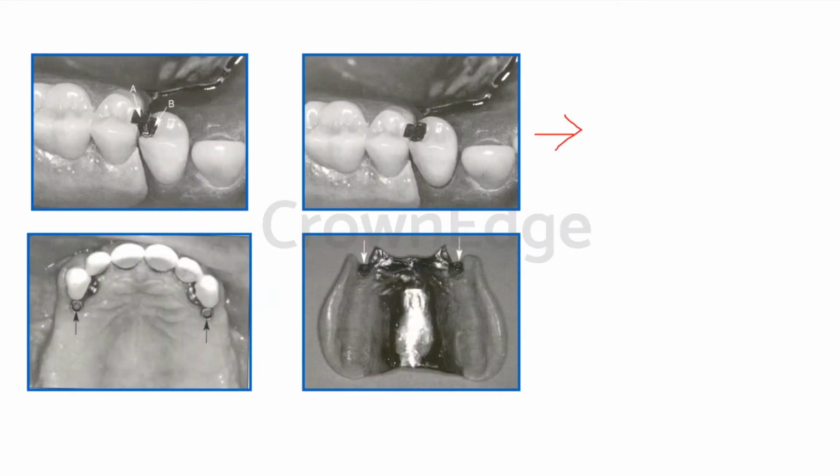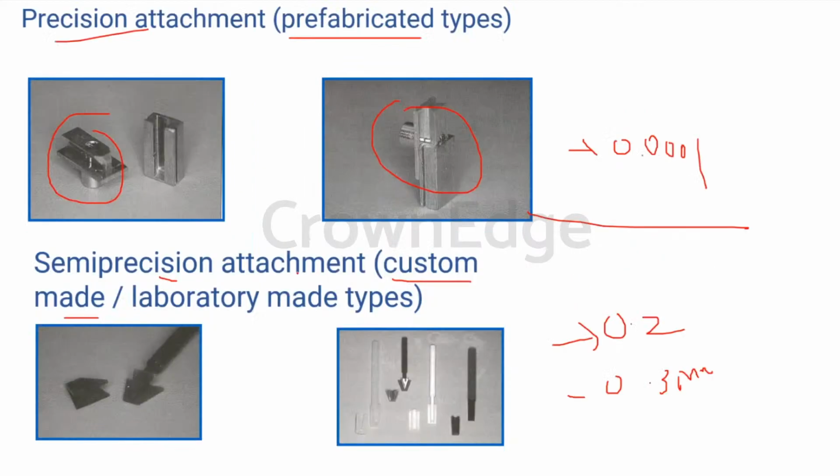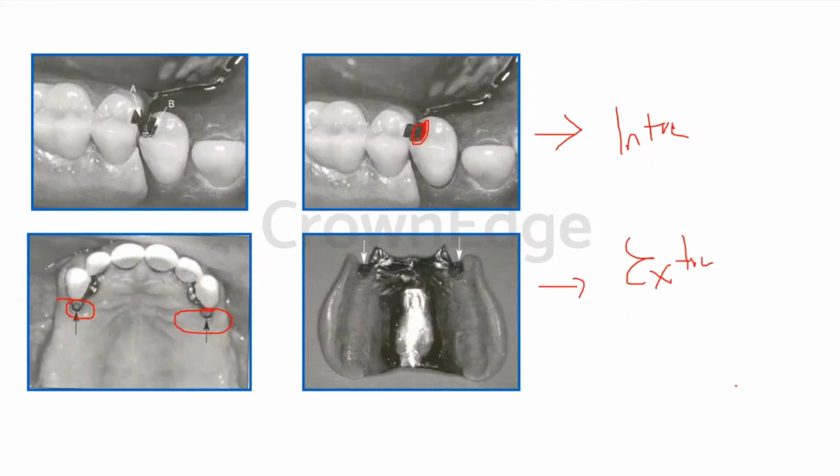It could be either intracoronal or extracoronal. Okay, when I say intracoronal, we embed them within the tooth itself. When I say extracoronal, they come out of the tooth which is crowned. That is all you have to understand. Please don't go too much into detail. Precision is a very confusing and complicated topic. Just understand that precision does not allow much movement because they are already machined parts, whereas semi-precision is custom or laboratory made, and hence it allows some form of movement.